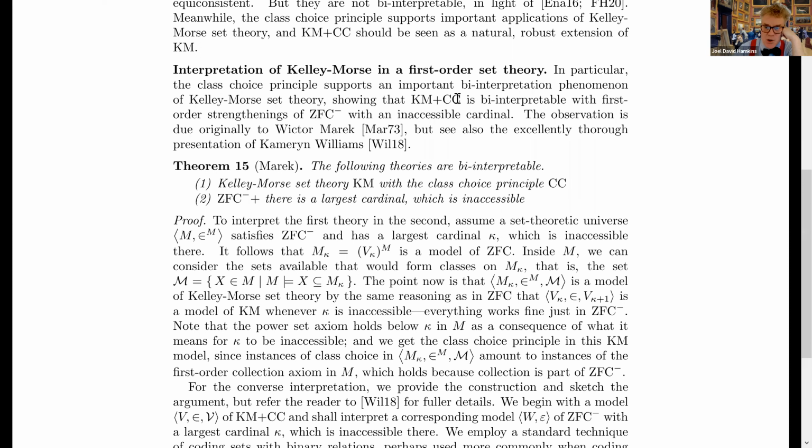So we need the class choice principle, which says if you have a class and for every element of that class there's a class with a property, then you can find a two-dimensional thing whose sections have the desired property. If you have KM with the class choice principle, then this is bi-interpretable with ZFC minus with the largest cardinal, which is inaccessible. This is what's called the unrolling construction.